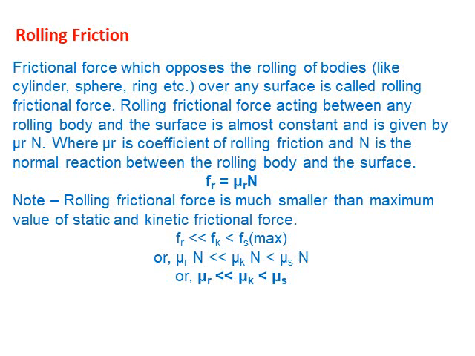And by following the same rules, the rolling friction force will be directly proportional to the normal reaction, and when you remove the sign, you will get a directly proportional constant, and that is the coefficient of rolling friction denoted by mu r.